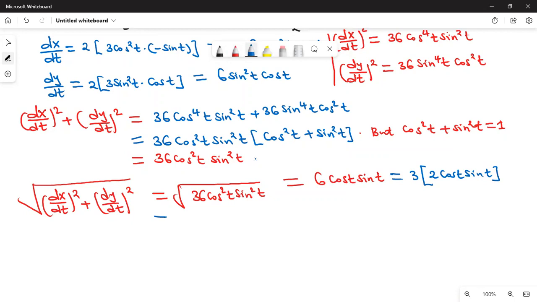And what is 2 cos theta sine theta? That is sine 2 theta. So 2 cos t sine t is sine 2t. So this is the same as 3 times sine 2t. I have used this identity that sine 2 theta, sine 2t, is the same as 2 sine t cos t. Those identities are very important.